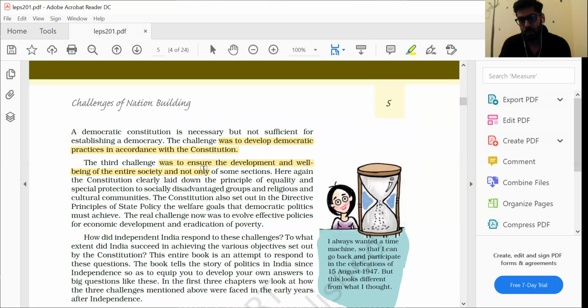The directive principles under part 4 ensure that. So again, the constitution comes into play: principle of equality, special protection for socially disadvantaged and religious and cultural communities. As I told you, the directive principles are in part 4 of the Constitution of India. These have been added there, which you must have studied in your class 11th book.